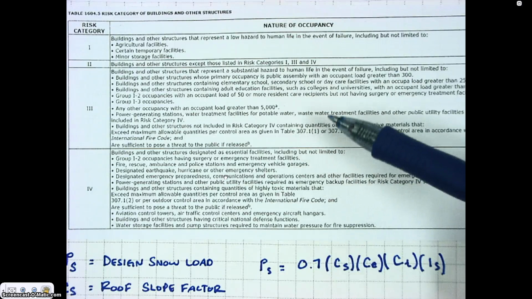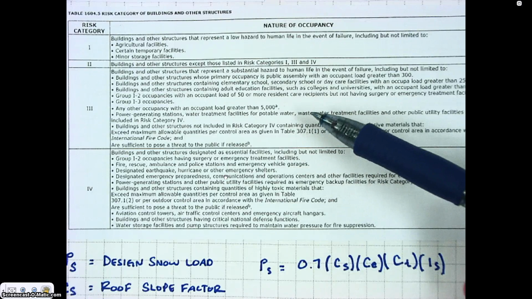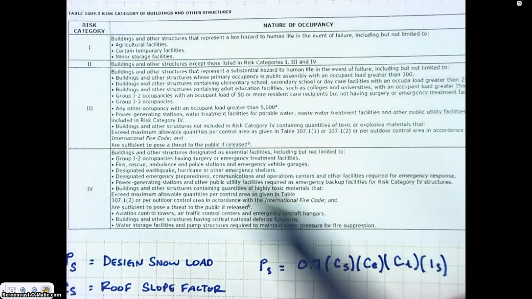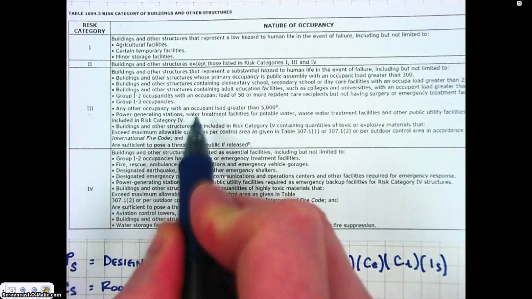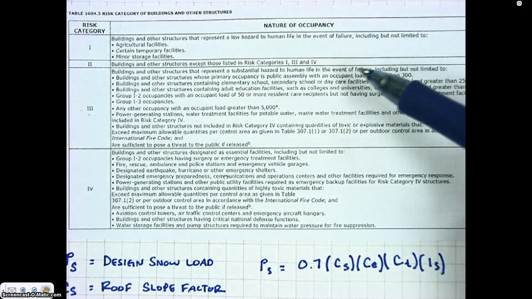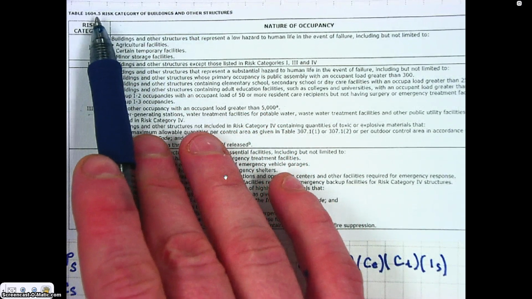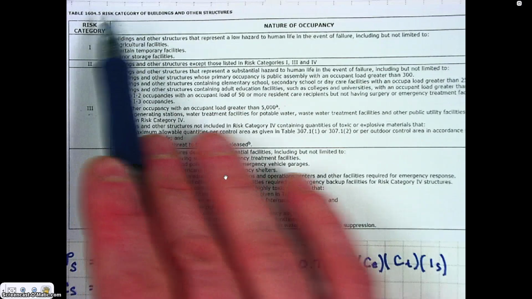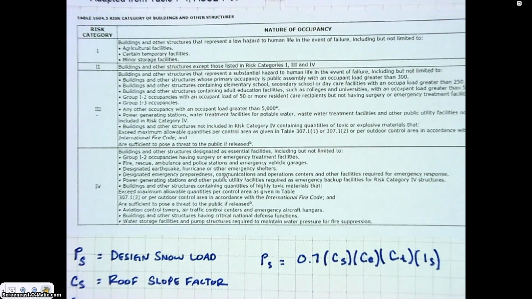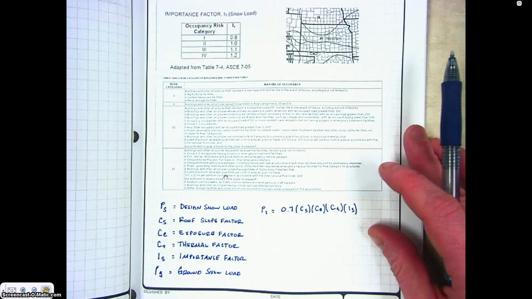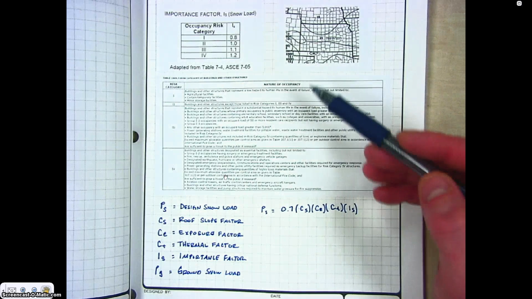And so our risk category for Newton High School will be 3. So we're in the 3 based on this table, and this table was pulled directly from section 1604.5 of the International Building Code. And so our importance factor for this will be 1.1.